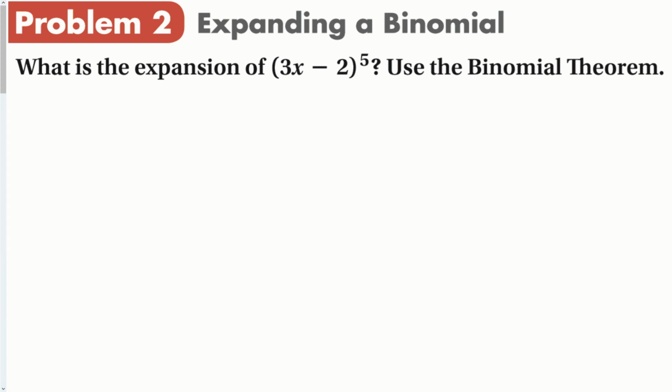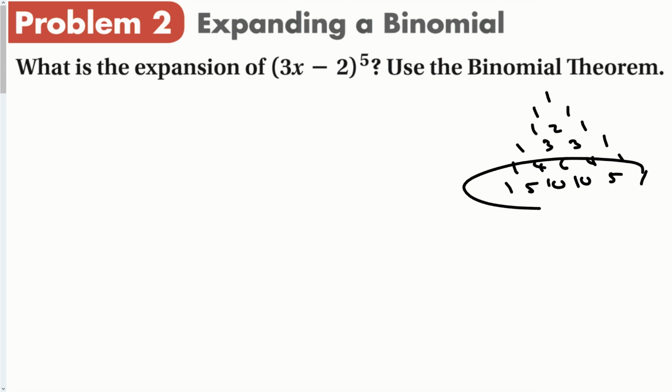So let's try to expand that expression. 3x minus 2 to the fifth power. In order to do this, you need the fifth row of the binomial or Pascal's triangle. If you don't remember it, just make Pascal's triangle again. 1, 5, 10, 10, 5, 1. So that's what I'm looking for right there. So I go 1, 5, 10, 10, 5, 1.